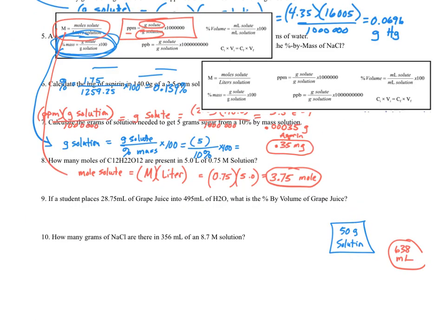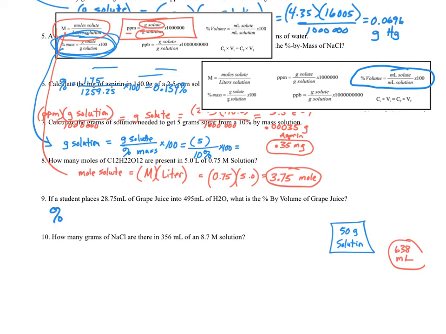Number 9. If a student places 28.75 milliliters of grape juice into 495 milliliters of water, what's the percent by volume? We are looking at the percent by volume equation, and they tell us the milliliters of grape juice and milliliters of water that are mixed together. So the milliliters of the solution is going to be those two added together. What is the percent by volume?